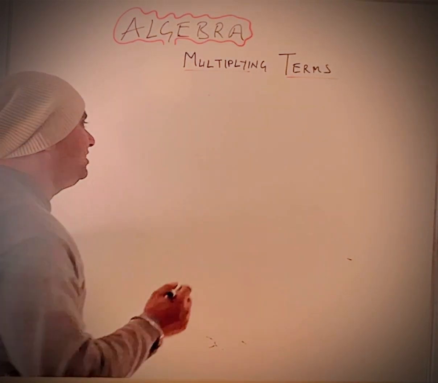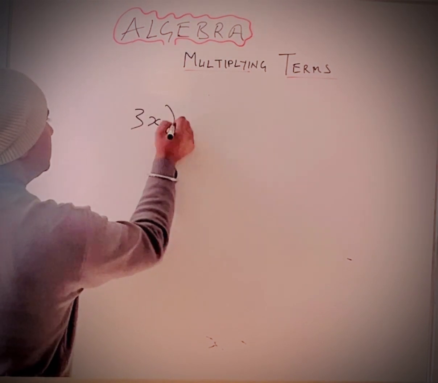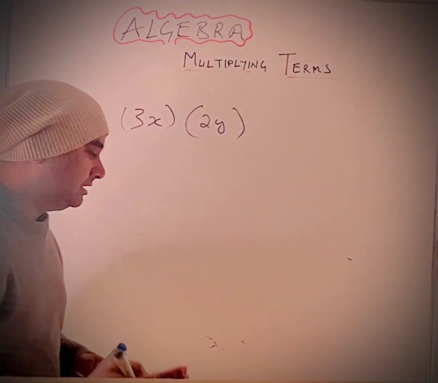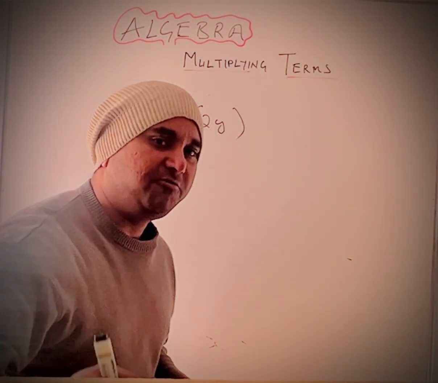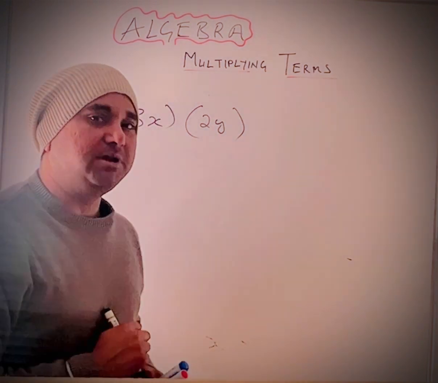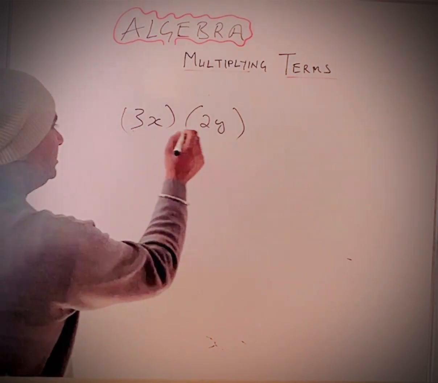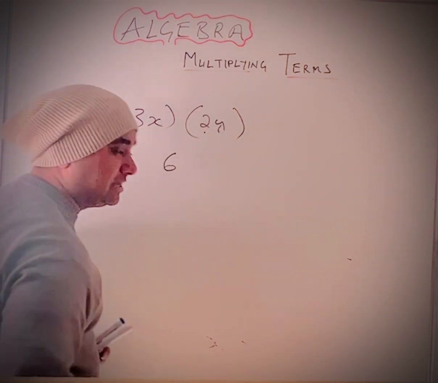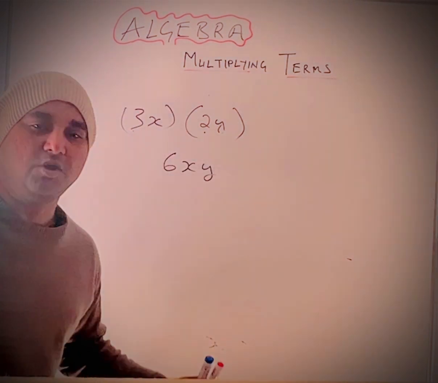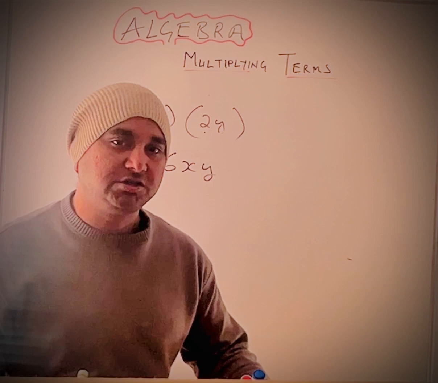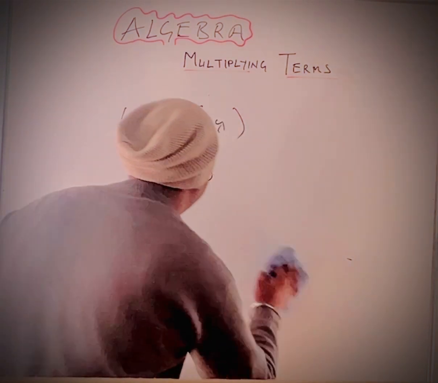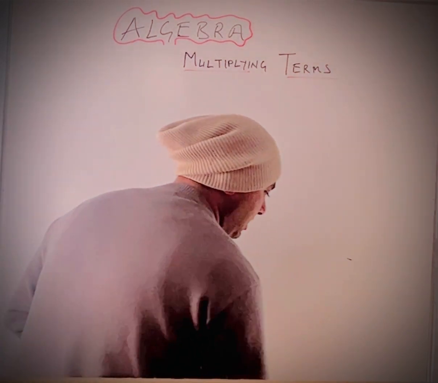Let's say you have different variables. Let's say 3x times 2y. The rule that was on the screen a couple of minutes before, you cannot apply when you have different variables. So what are we going to do here? 3 times 2 is 6. x times y is xy. That's all. It's not xy to the power something. Just don't forget that.